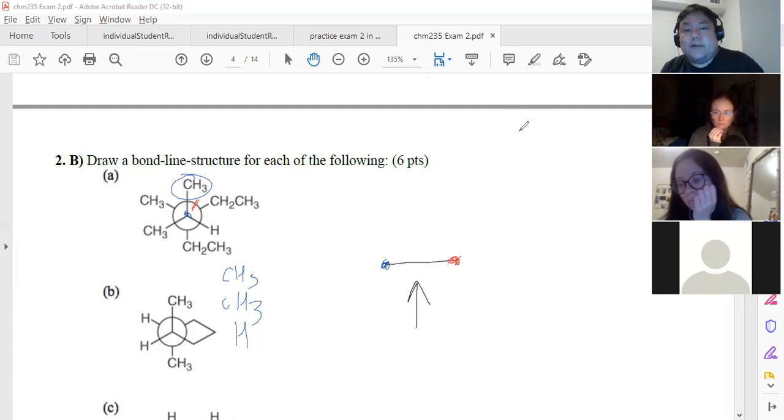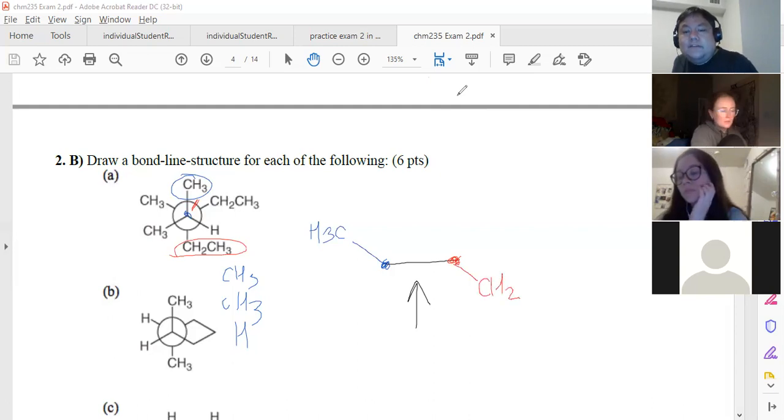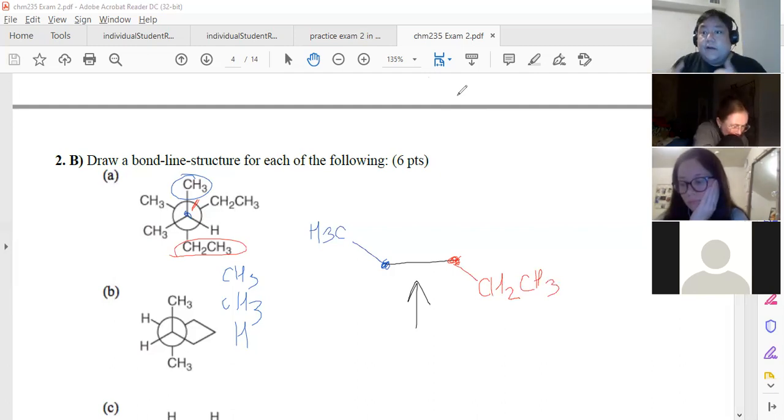So on my blue carbon, is that arrow going to be going up to a CH3 or down to a CH3? Up. It's going to be going up to CH3. Now, on the other side, what's going down off of the red one? The CH2, CH3. Yep. Does this make sense? If it's up or down, those are in plane. Okay. Now, let's go back to the blue carbon.